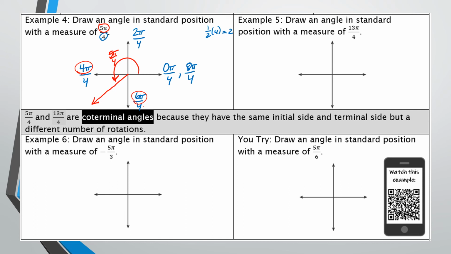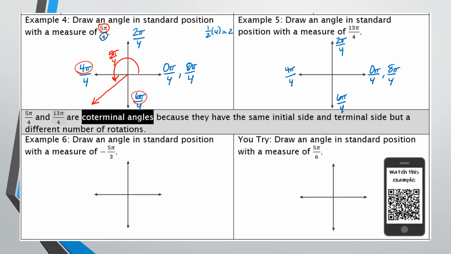So this time I'm drawing the angle 13 pi over 4 in standard position. So I am going to do the exact same thing. Not only is it the exact same process, it's the exact same numbers because my denominator is still 4. So remember, your first one is always 0 pi. If I take half of the denominator, half of 4 is 2. So this would be 2 pi. And then I just keep adding 2 all the way around. So this would be 4 pi, 6 pi, and 8 pi.